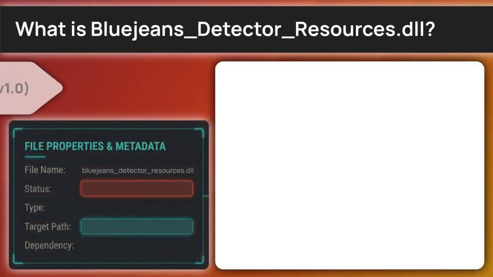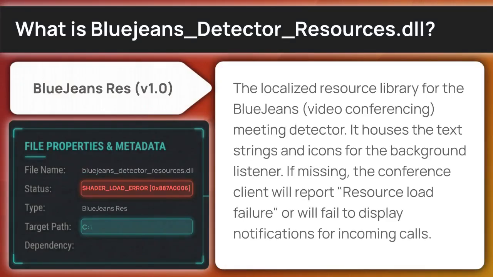This is the BlueJeans Detector Resource Library, the localized resource library for the BlueJeans video conferencing meeting detector. It houses the text strings and icons for the background listener. If missing, the conference client will report resource load failure or will fail to display notifications for incoming calls. With the explanation out of the way, let's refresh the affected files.